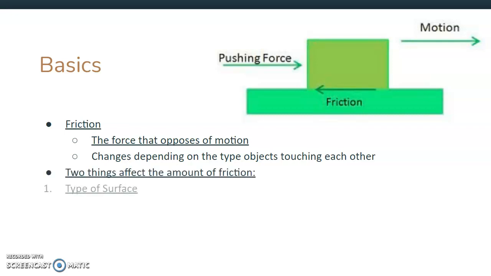So there's two things that affect the amount of friction we have. The first is the type of the surface of the object, and the second is the weight of the object. So we're going to go through each one of these things that affect friction, but I want to show you guys a couple of simulations first.